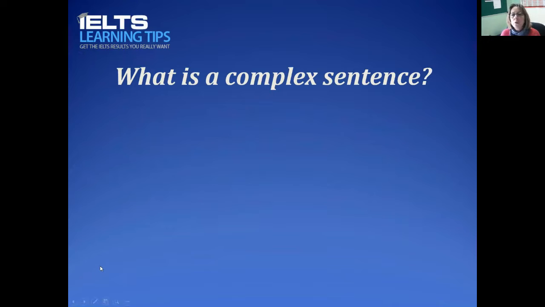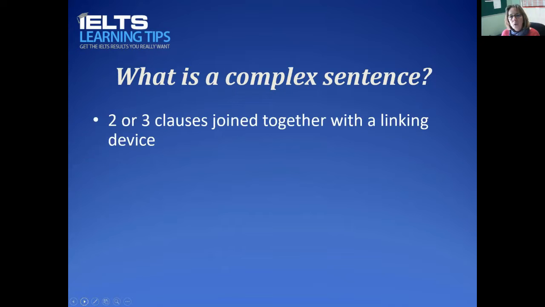Okay, so there are complex sentences and there are also simple sentences, which are generally shorter, but not necessarily, and obviously less complicated. So a simple definition is 2 or 3 clauses which are joined together with some sort of linking device. And there are many different types of linking device, and I'll show you those as we go through.